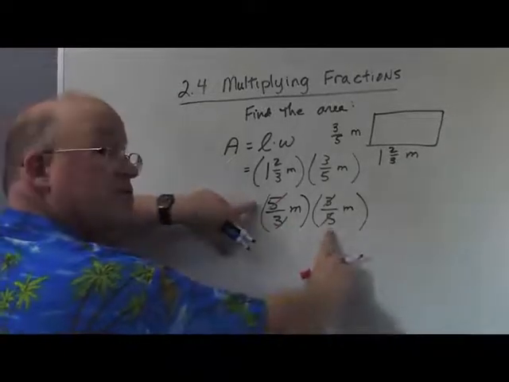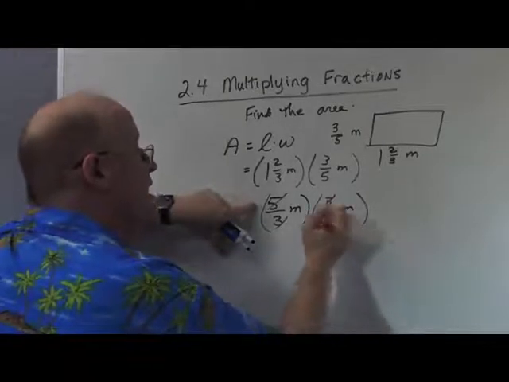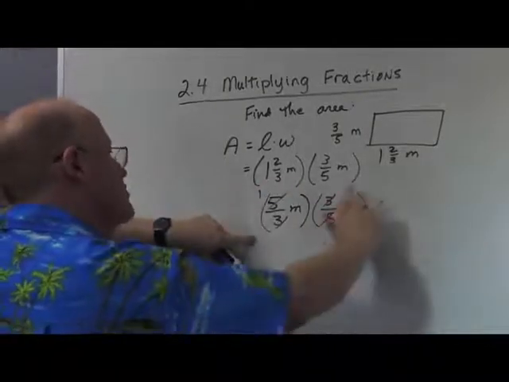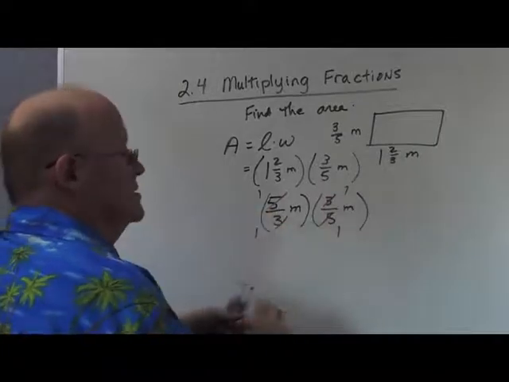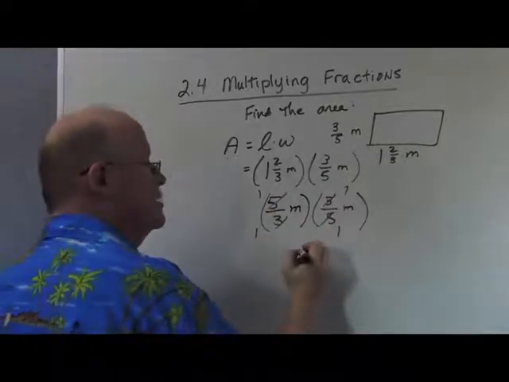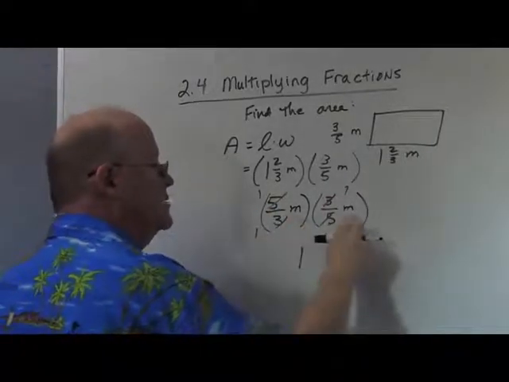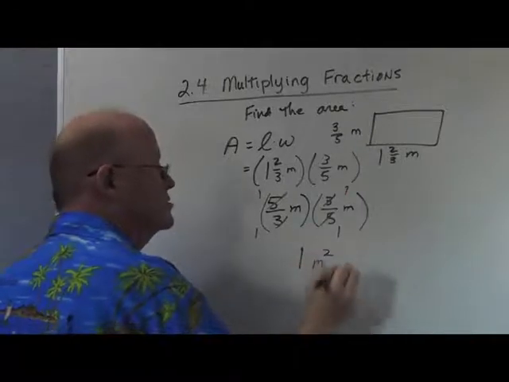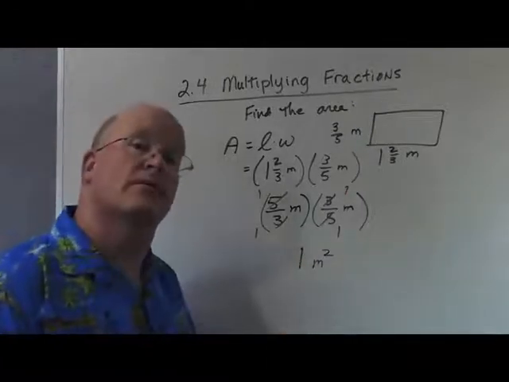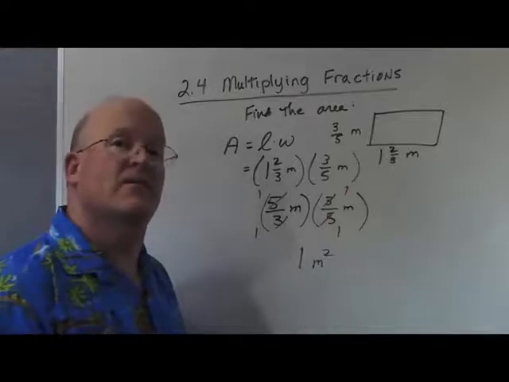When I canceled those 5's, I divided each by 5 and got 1's. And 3's got canceled and I got 1's. So I really have a product here of 1. I've got meter times meter, which would be meter squared. So 1 square meter would be the area of that rectangle.